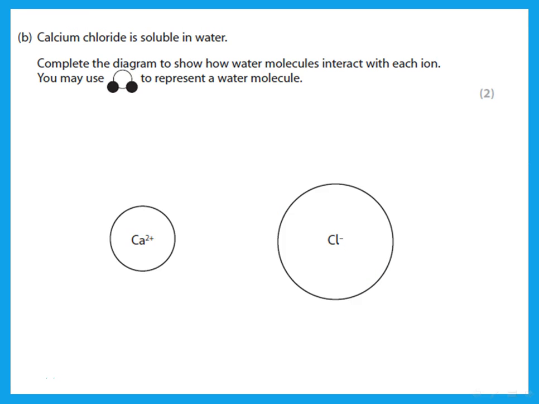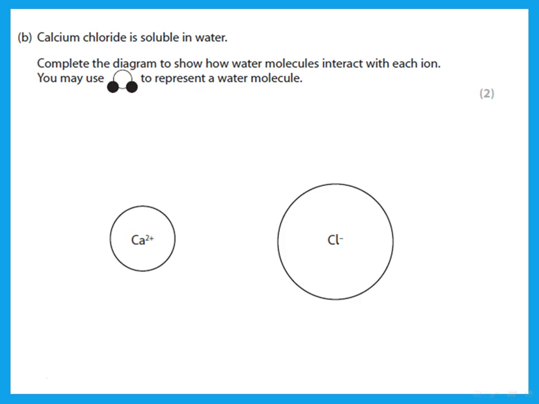Here he's saying calcium chloride is soluble in water. Complete the diagram to show how water molecules interact with each ion. You may use this sign to represent a water molecule. Remember, first of all, that we said calcium chloride is ionic. All ionic compounds dissolve in water because they interact with the water molecules.